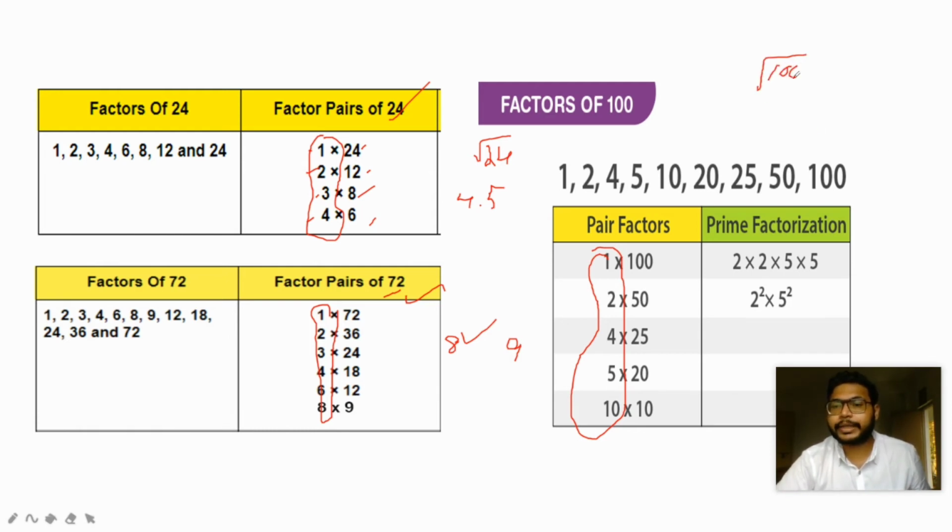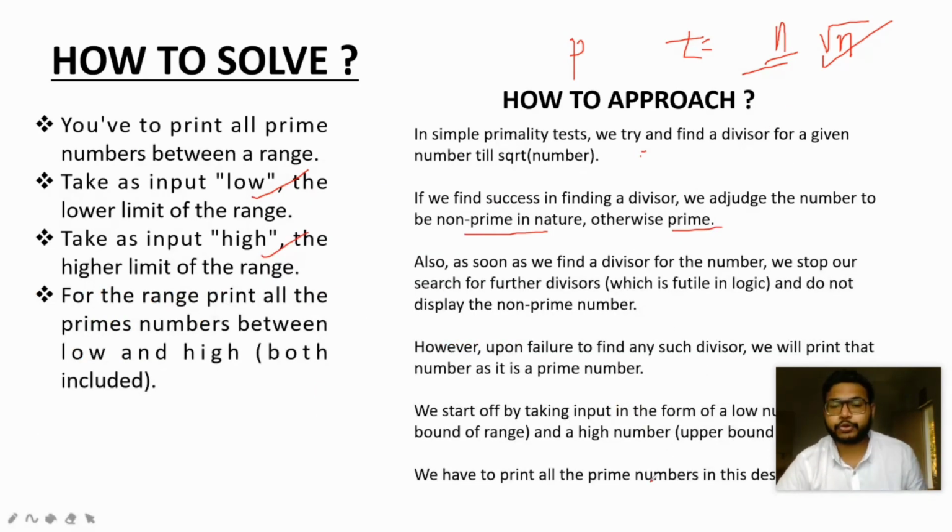So we can conclude that if we get any factors up to the root of that number, we can tell that the given number is not a prime number, but a composite number. Seeing that approach, we can use it here: we can find divisors of the given number, and if we get a divisor we can tell that it is not prime. If we do not get one, we will tell it's prime.